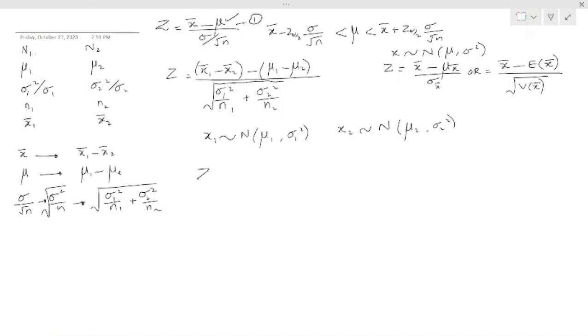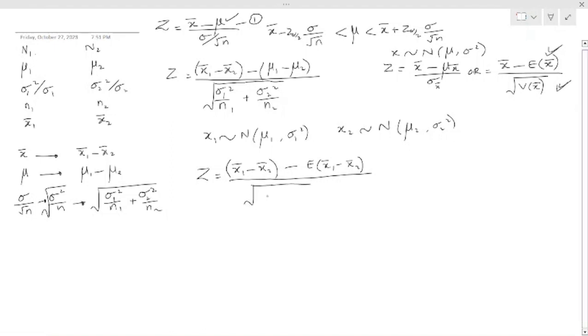Now, if our random variable we write down in this way that it is the difference between the two sample means, then following the same structure, we need to write this down as expected value of x1 bar minus x2 bar, and then in the denominator we need to write down that this is square root of the variance of x1 bar minus x2 bar.